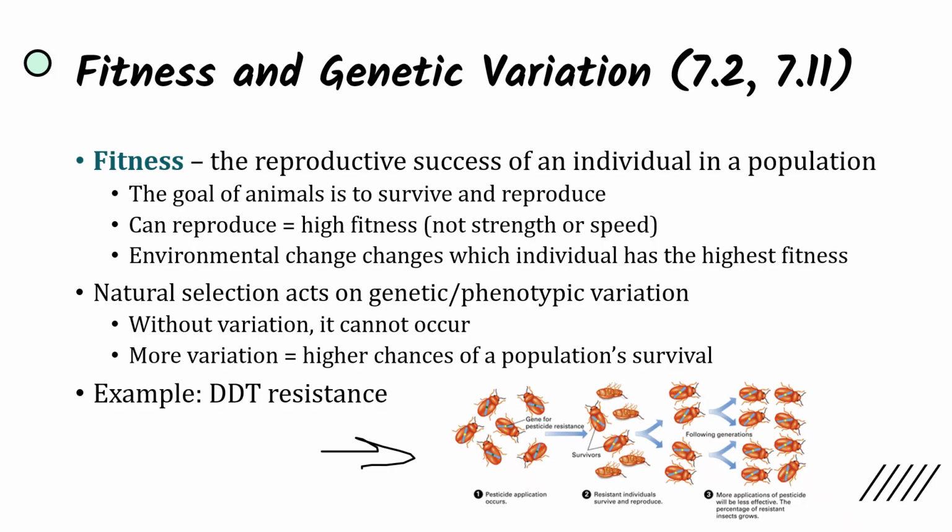But if there was no variation in the insect population, then there's potentially no chance for the insects to have DDT resistance. Or on the flip side, all insects have DDT resistance, but then if another pesticide showed up, they would not be able to adapt to that, because there is, again, no genetic variation within that population.